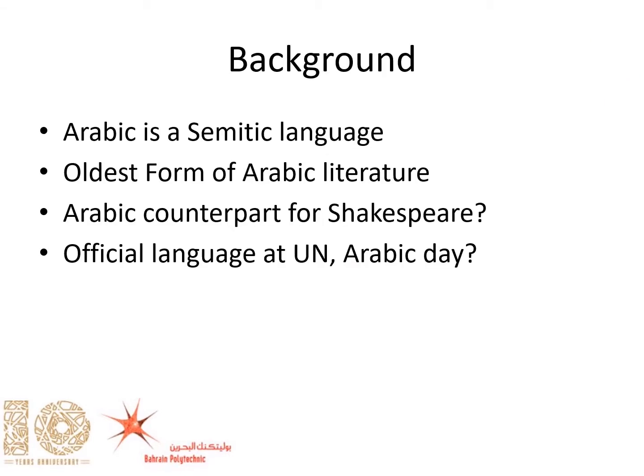Let's start with a little bit of background information about the Arabic language. The Arabic language is a Semitic language similar to Hebrew. It is one of the very ancient languages on earth. And the oldest form of Arabic literature is poetry. This is the practice of literature that was initially used for long years. And we have the Arabic counterpart for Shakespeare, the Shakespearean Arabic kind of, and that is Al-Mutanabbi.